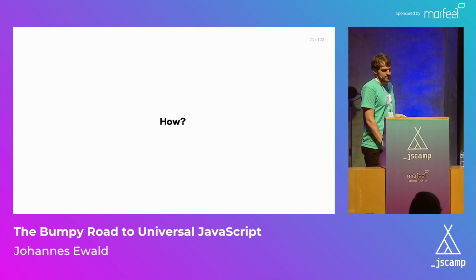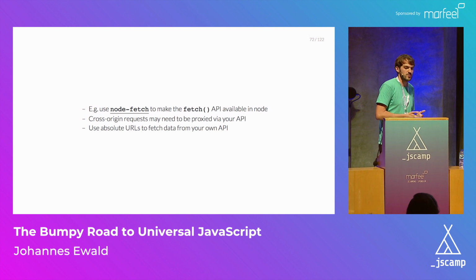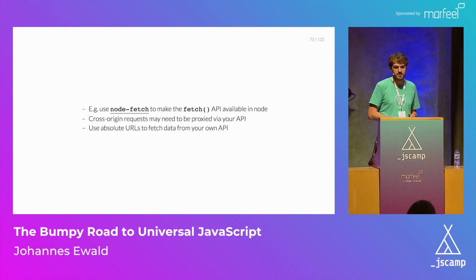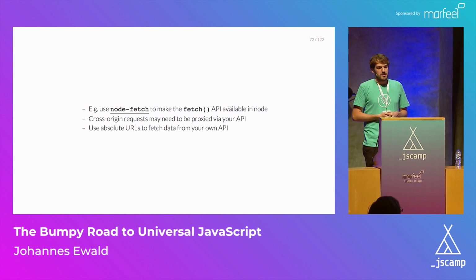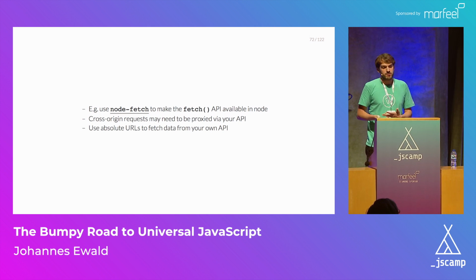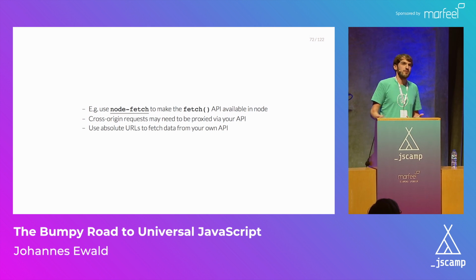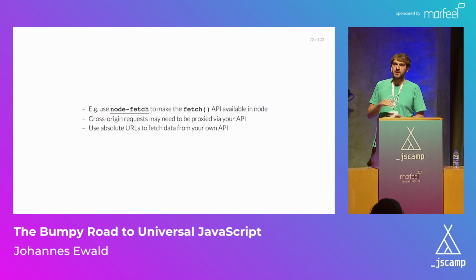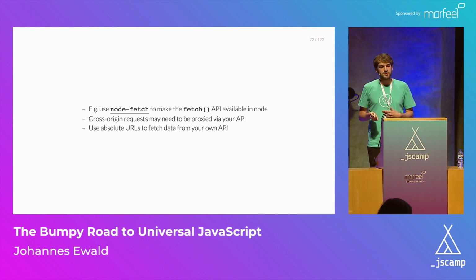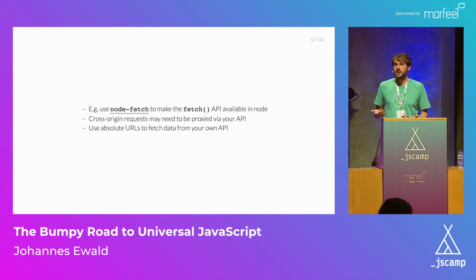How do you do that? So for instance, you could use Node Fetch, and this makes the Fetch API available in Node. And you also need to remember that on the client side, you can't do cross-origin requests. So every time you want to request something from a remote API, you need to proxy it via your own API to make it accessible for the client. And you should also use absolute URLs to fetch data from your own API.